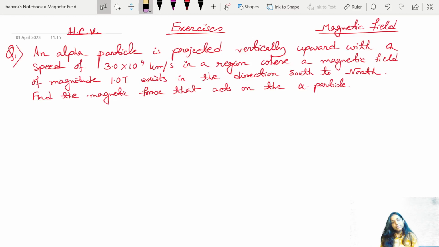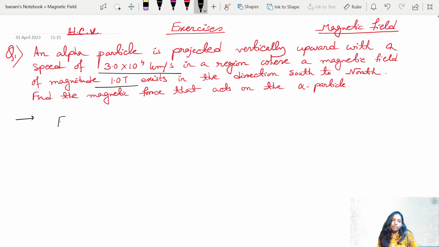So here the question is that an alpha particle is projected vertically upward with a speed of 3.0 × 10^4 kilometer per second in the region where the magnetic field is there also. So a magnetic field of magnitude this much exists in the direction of south to north. Find the magnitude of the magnetic force that acts on the alpha particle. So here we have to find out the magnetic force.